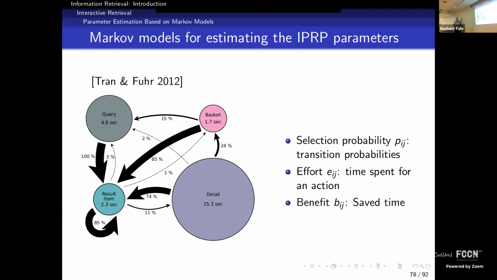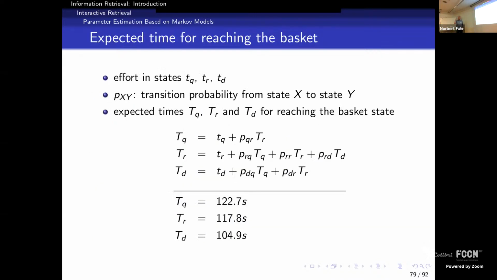So let's assume that we want to get to the basket as fast as possible, how quickly you get there. And in that case, with Markov models, that's a simple linear equation system. So we have the effort in the states that we have on the previous slides, TQ, time for the query, for the result item and the document. Then we have the transition probability from state X to state Y. And then we can compute the expected times for reaching the basket state.